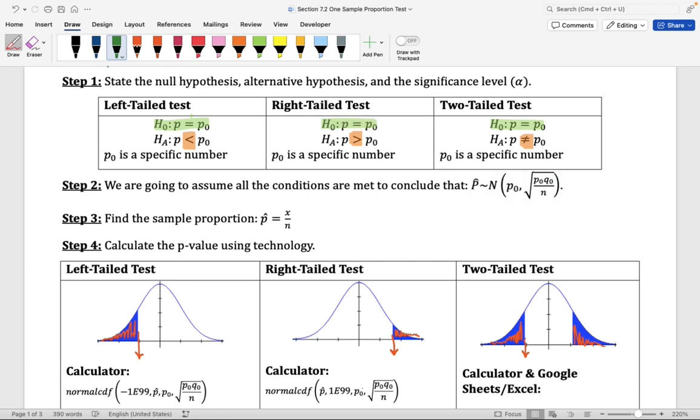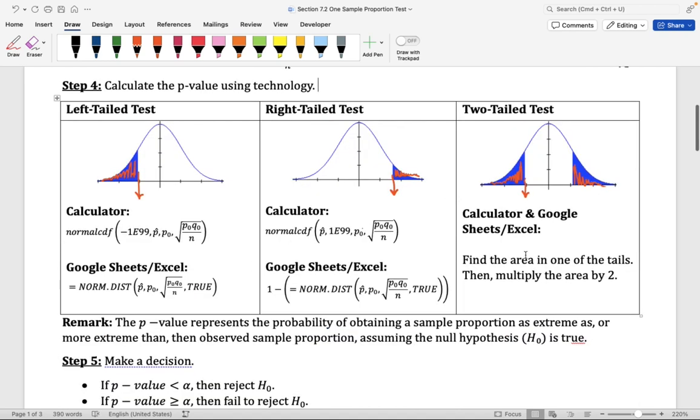In other words, we're assuming that we have a normal distribution, which is p hat, and we're assuming that the center of this distribution is equal to p naught. So that is really important because this is going to help us work with the distribution. The center of the distribution is going to be p naught. The standard deviation of the distribution is going to be the square root of p naught times q naught over n. Now, remind yourself that q naught is 1 minus p naught. So if we have p naught, we can find q naught. Now, next, we're going to find the sample proportion, which is p hat equal to x over n. Here, x is the number of successes, and n is the sample size.